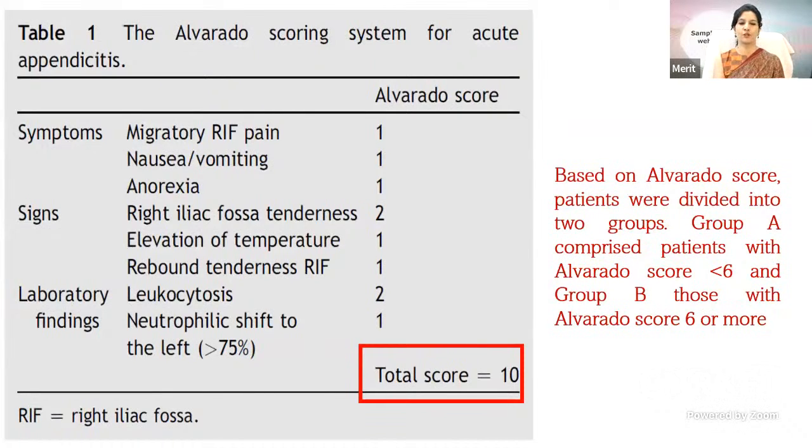So this Alvarado scoring system, if you see this, it gives a score: symptoms like right iliac fossa pain, vomiting, anorexia as 1; the sign tenderness as 2; elevation of temperature as 1; leukocytosis as 2; and neutrophilic shift of more than 75% as 1. So total score is 10. Based on the Alvarado score, the patients are divided into two groups: a group of patients having less than 6, not having appendicitis, and a group of patients having 6 or more, having appendicitis.